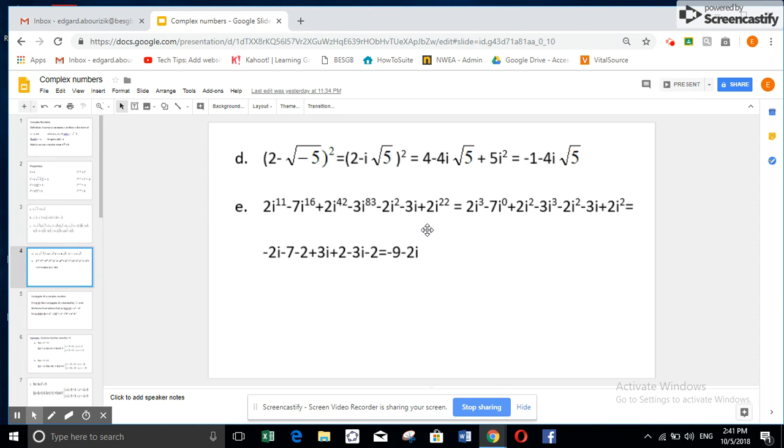i squared is i squared. And 22, i to the 22 is i squared, remainder 2. i cubed is minus i. Minus i times 2 is minus 2i. It's minus 7. i power 0 is 1. i squared is minus 1, so times 2, minus 2. i cubed is minus i times minus 3 is plus 3i. i squared is minus 1 times minus 2 is 2. Minus 3i, and i squared is minus 1, minus 2. You add the things without i alone, it will be minus 9, and the things with the i, it will be minus 2i.